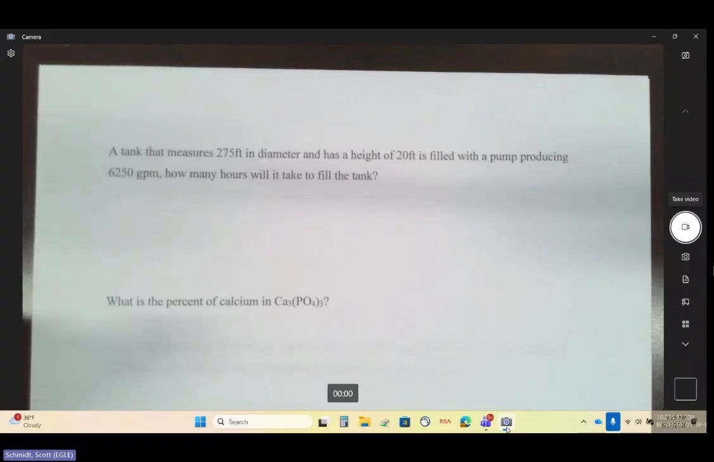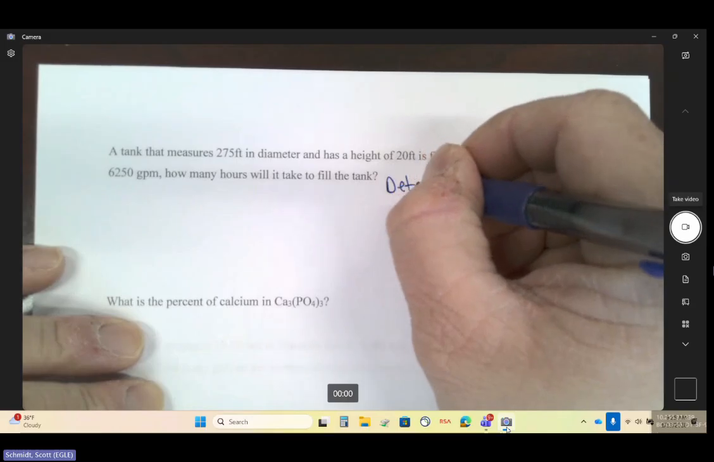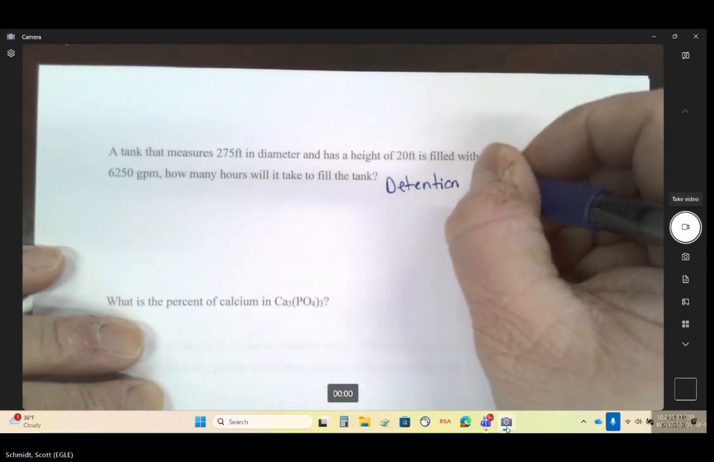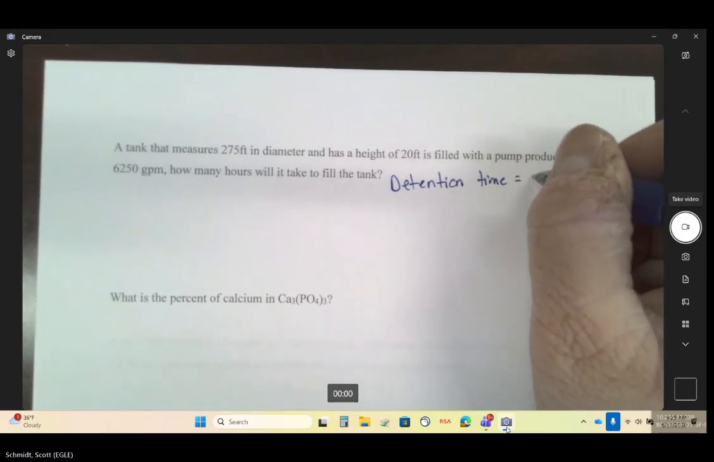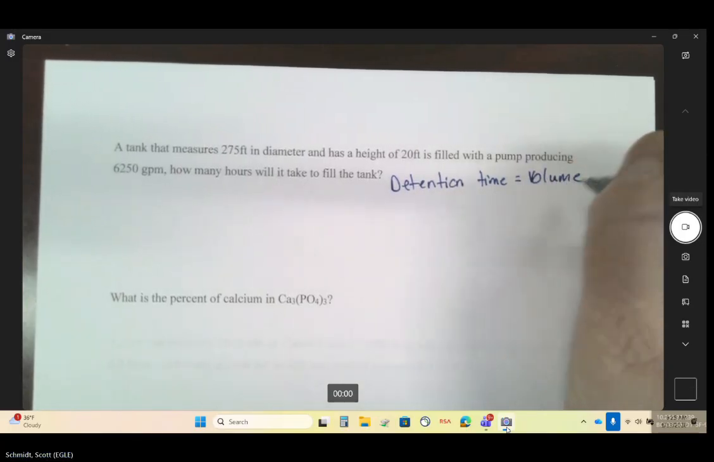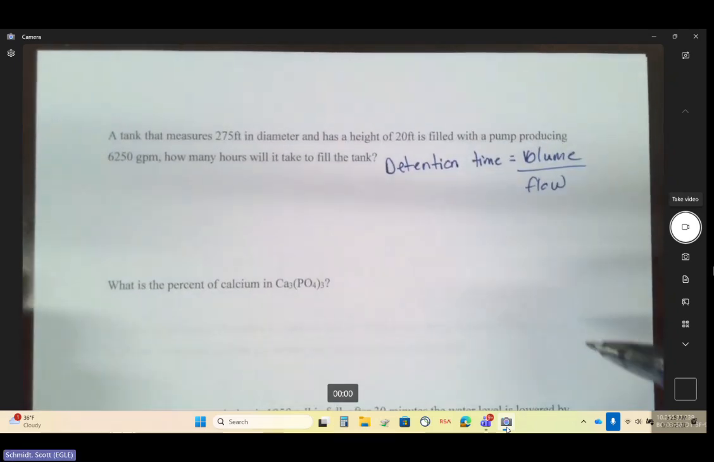Okay, so there is a math formula on your math formula sheet called detention time. And detention time is equal to volume divided by flow. What detention time is, is the theoretical time it takes a drop of water to come in one side of the tank and flow out the other side. And theoretically, the tank has got to be full first before that drop would ever flow through it.